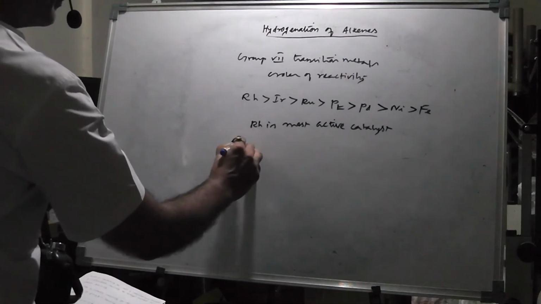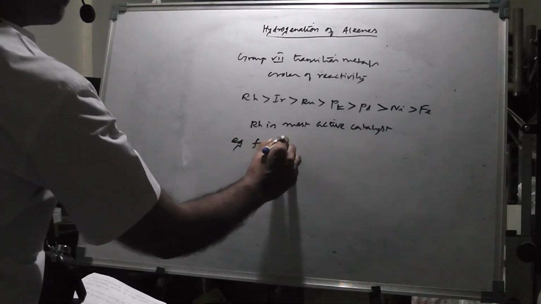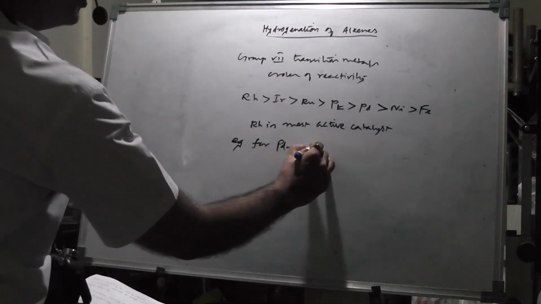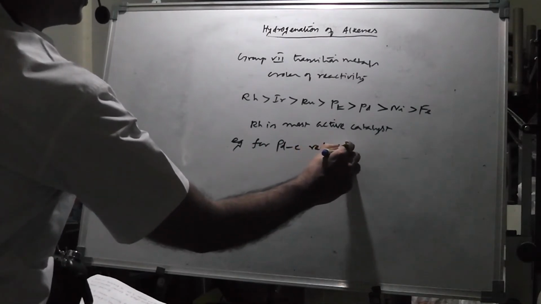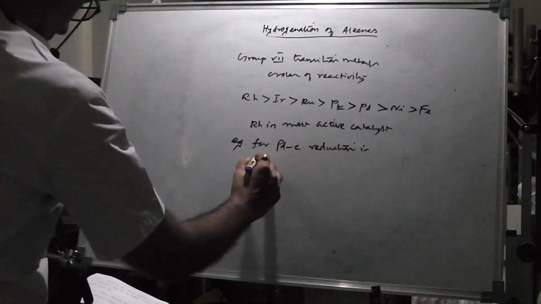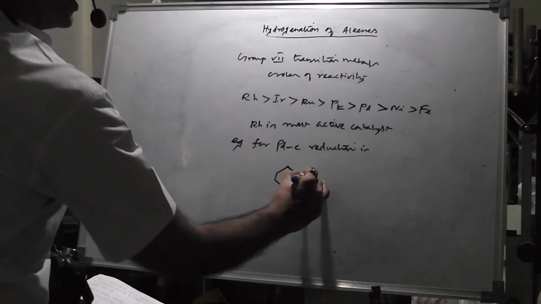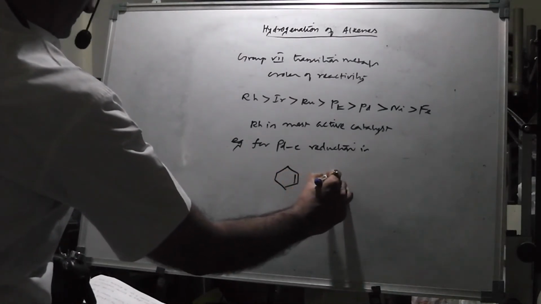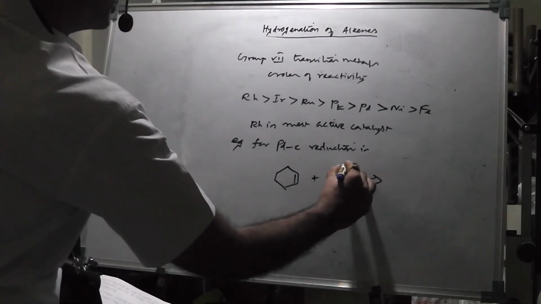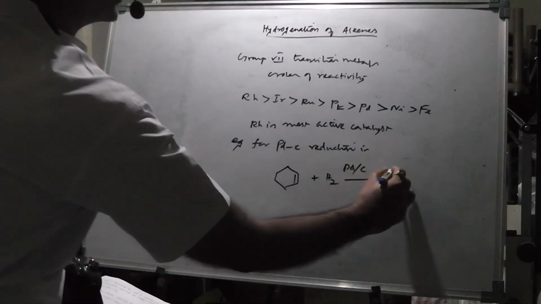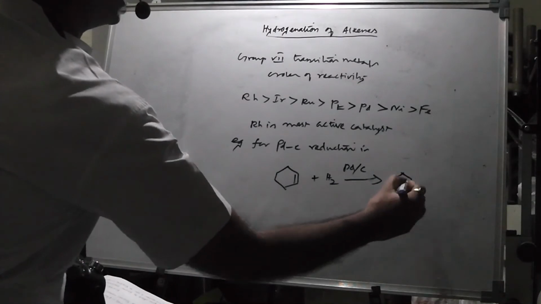Example for palladium charcoal reduction is given below. A cyclohexene, upon reduction using this, gives a cyclohexane.